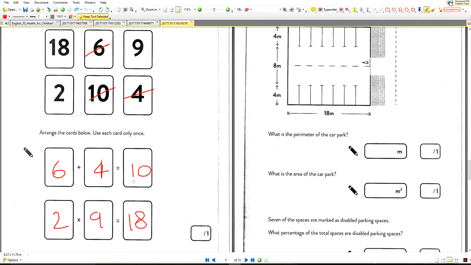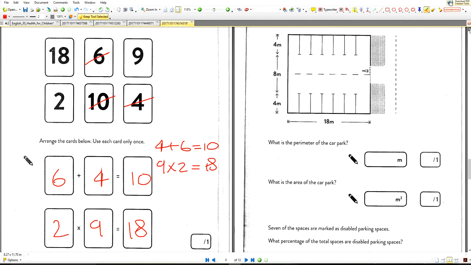Now we can put them in different order as well. So we can have 6 add 4, or we can even write down 4 add 6 is equal to 10 as well. That's also okay. And we can also write down 9 times by 2 is 18. So any of these 4 variations are okay. Okay, let's move on to our next question.